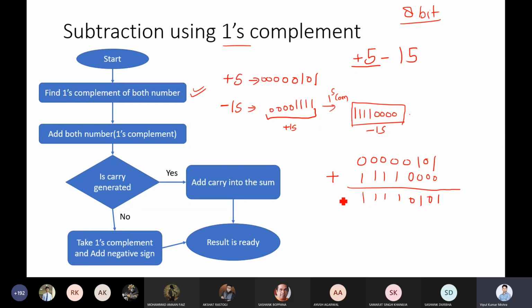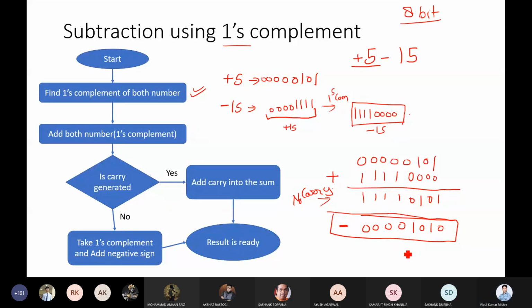But if carry is not there, so we do not have any carry, in that case we have to take the 1's complement of the entire number and add a minus sign. So what will be the 1's complement of this number? 0 0 0 0 1 0 1 0, and you have to add a minus sign. This is your correct answer, and it is minus 10. Getting everyone?